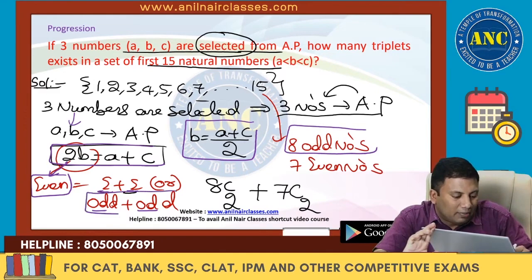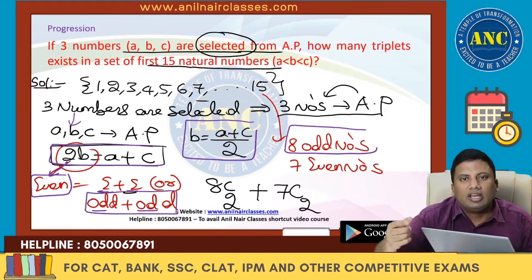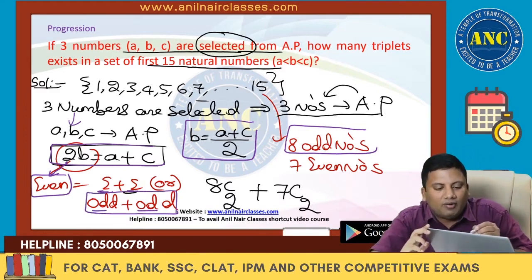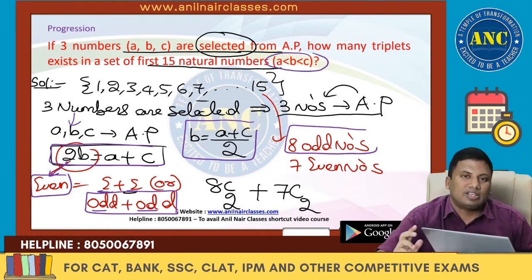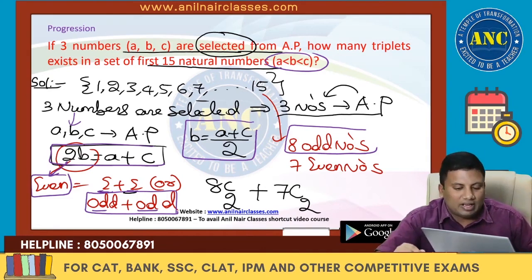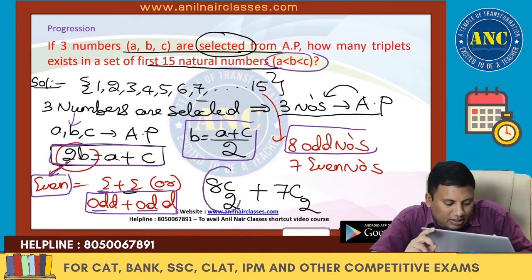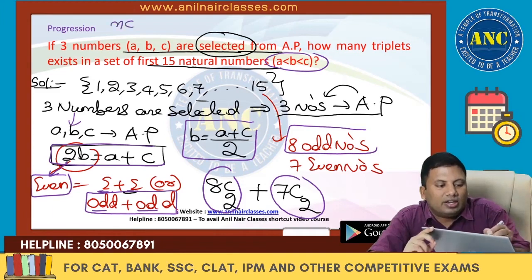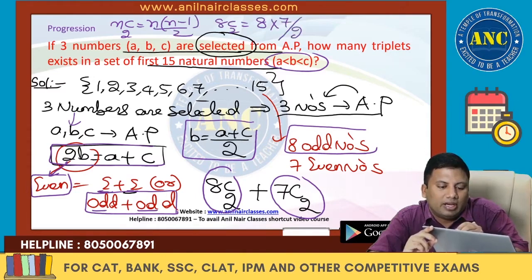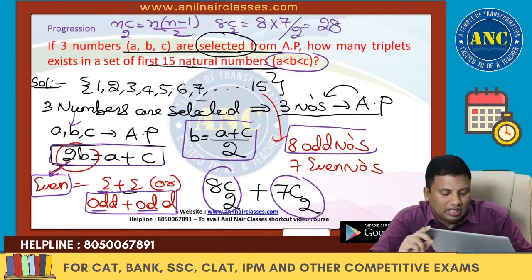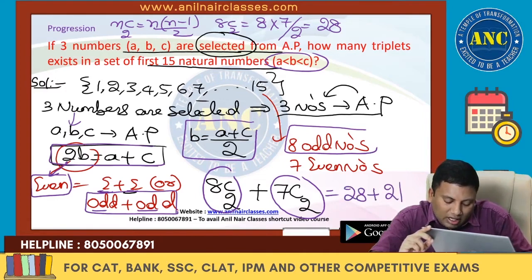From 8 odd numbers, select any 2 odd numbers. If I select any 2 odd numbers, there is only one way they will be in ascending order. So 8C2. From 7 even numbers, select any 2 even numbers. Any nC2 is n into n minus 1 by 2. So 8C2 is 8 into 7 by 2, which is 28, and 7C2 is 21. 28 plus 21 is 49.